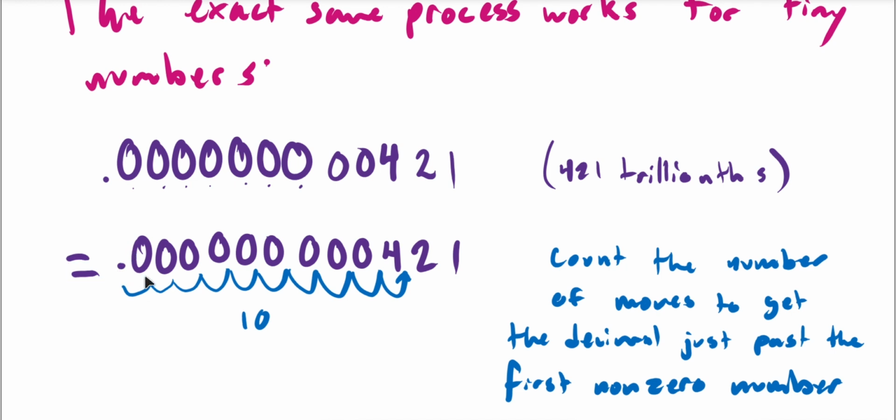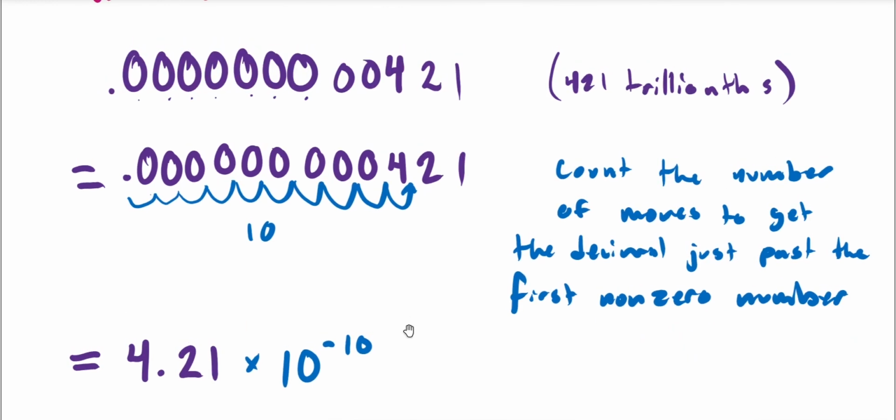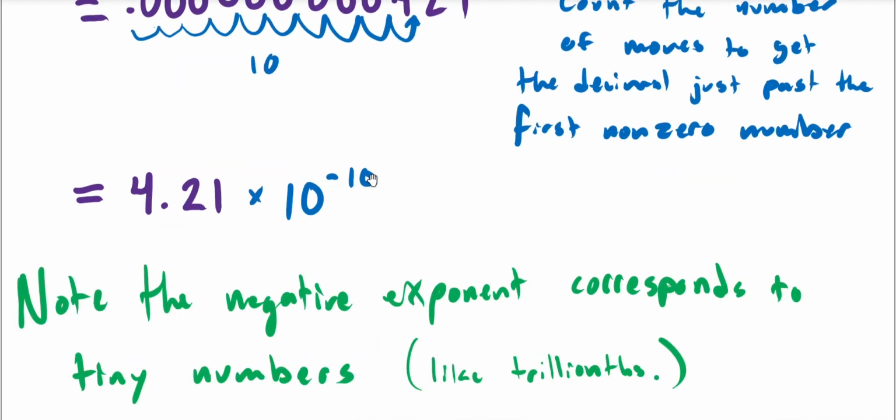Now, how many decimal places do I need to move to bring that decimal just past the first non-zero number, just past the 4, just to the right of it? Well, we can count, and I need to move it 10 places. That's going to be my exponent. And since we started out with a very tiny number, this is going to have to be a negative exponent. So we write 4.21, all the rest of the decimals afterwards, times 10 to the minus 10th power. And note that negative exponents correspond to very tiny numbers, in this case like trillionths.